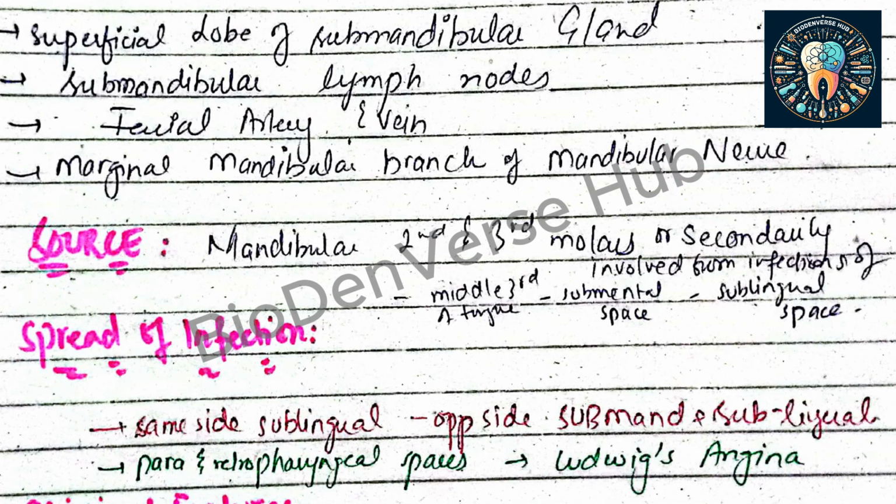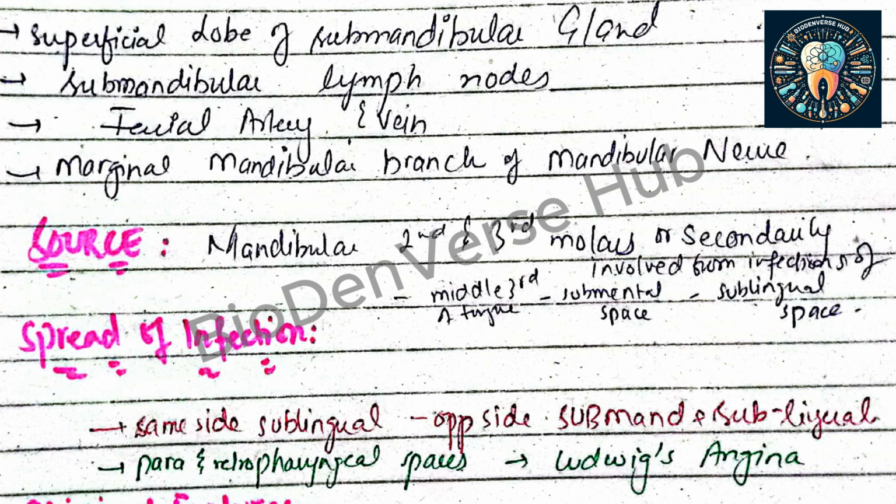Source of infection: it is usually odontogenic infection arising in the mandibular second and third molars, or it can also involve the space secondarily from infections in nearby spaces, which spread into the submandibular space. Spread of infection: first the same side sublingual, then the opposite side submandibular, and then from the submandibular the opposite side sublingual also gets infected.